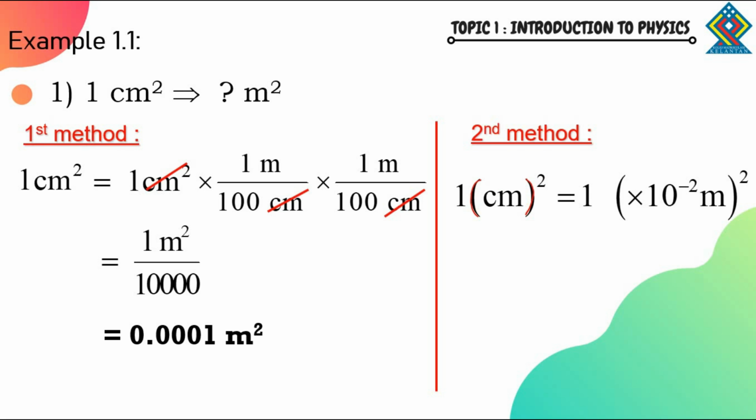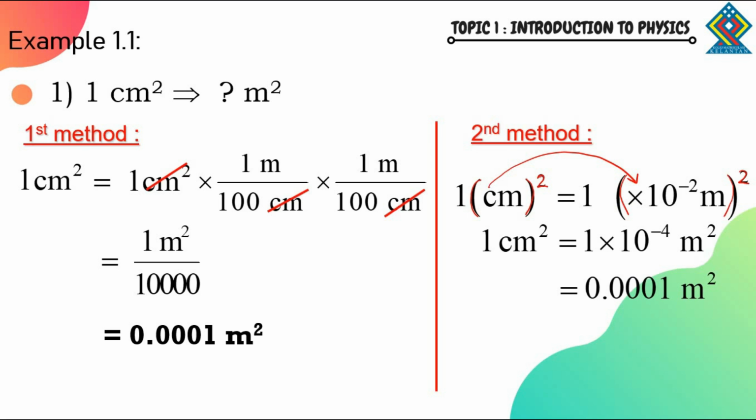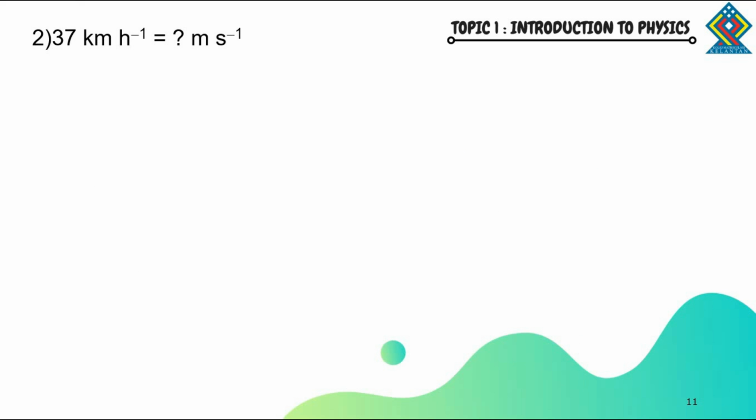From the second method, for the unit cm, I put it in bracket, just the unit that I want to convert to meter. Outside the bracket, I put the power. For the cm, I substitute it with 10 power of negative 2 meter. And then I bracket it and put the power outside. Multiply the 10 power of negative 2 with the power of 2 here. Then I will get 1 cm square equals to 1 times 10 power of negative 4 meter square. And press the calculator, it also equals to 0.0001 meter square.